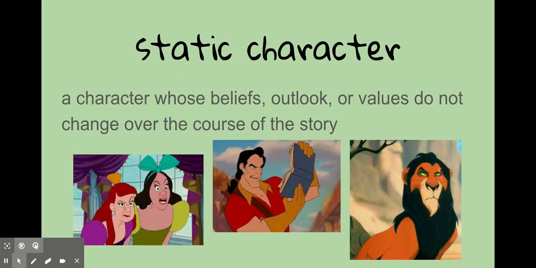Okay, the next character term is static character. And a static character is a character whose beliefs, outlook, or values don't change over the course of the story. They begin believing one thing and they end the story believing the same thing. They don't change. And a lot of times, static characters are your villains, but they don't have to be. I included 3 sets of villains here from Disney to give you examples of this: the Wicked Stepsisters, Gaston, Scar. They were bad from the beginning and they were bad at the end. They didn't grow, they didn't learn their lessons.